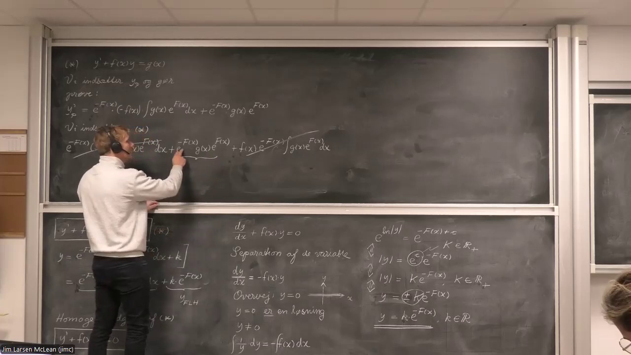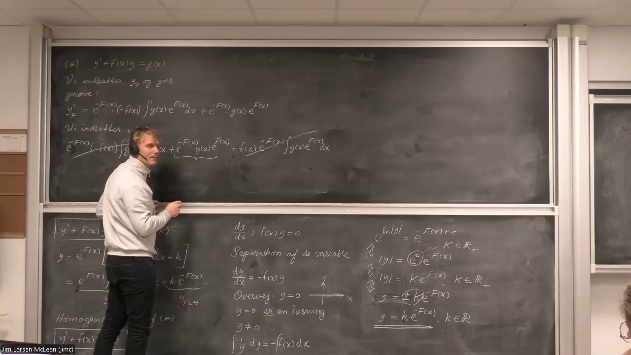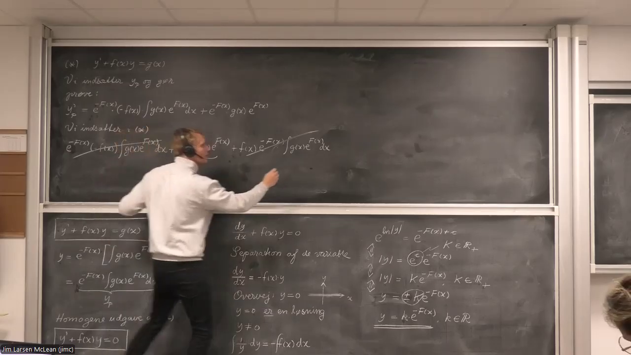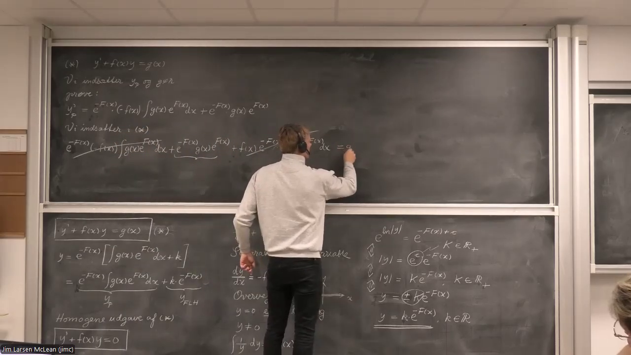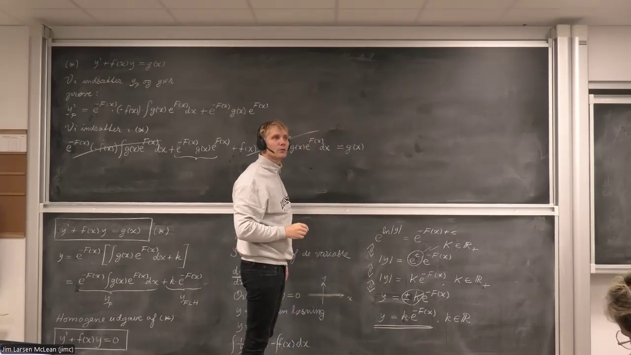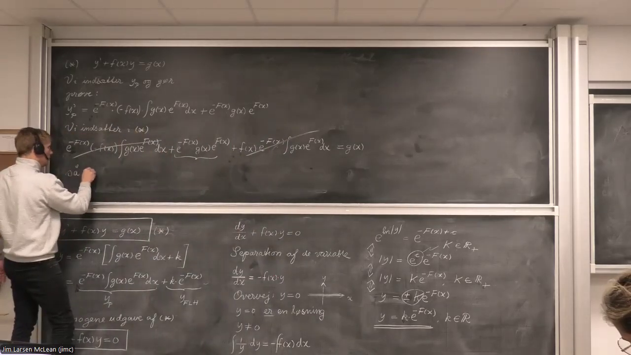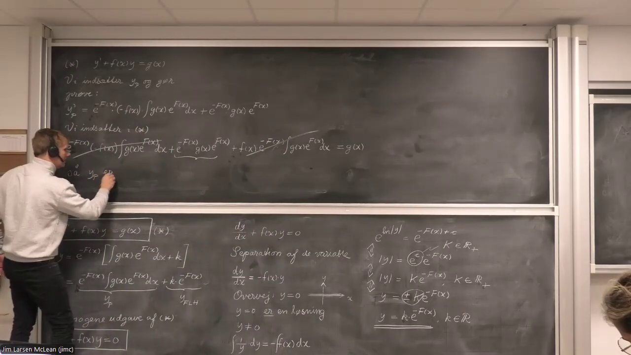And what does e to the power of minus F times e to the power of plus F give? It gives e to the power of 0, which is 1, times g. Oops, then it gives g. And it gives g for any value of x. So that was a solution. So the conclusion is that y_p is one particular solution.